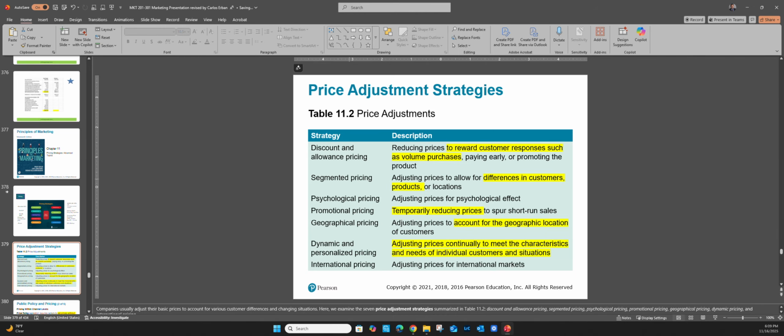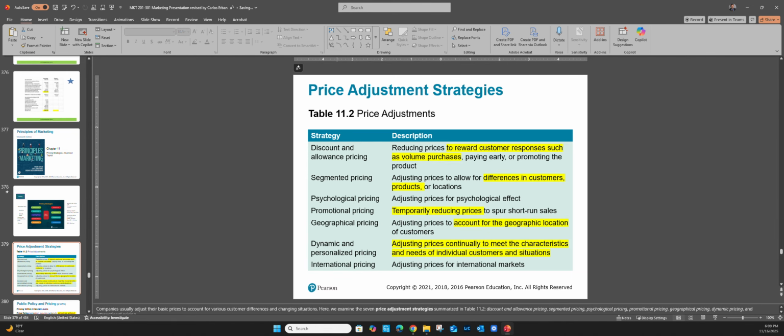You can do segmented strategy for different types of customers. But be careful, if you charge different prices to different customers you could get in trouble. But let's say you have different products for different segments. You have the high end, like with automobiles, you have the Platinum. If you buy a Corolla Platinum, it's a lot more expensive than the standard. Psychological pricing, we talked about that already. Temporary price reduction, I think we talked about.